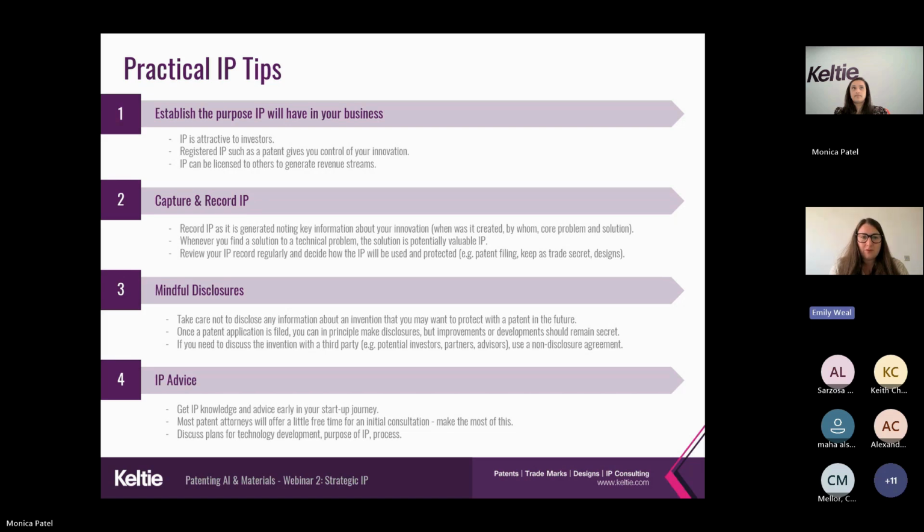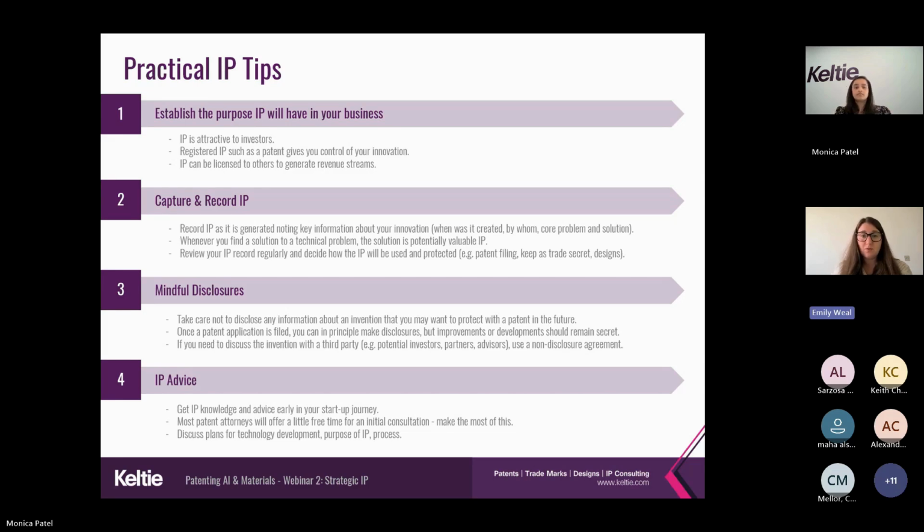So, following on from this, capturing and recording your IP as it's generated is important. Monica's already touched on this in some of the earlier sections. We would always recommend a good strategy is to ensure that you have somebody in your company or your research whose responsibility it is to record the IP and record the decisions that you're making about it. So, one clear person with that responsibility, and something as simple as an Excel spreadsheet to track what it is that you're generating and what you're deciding to do with it can be really useful.